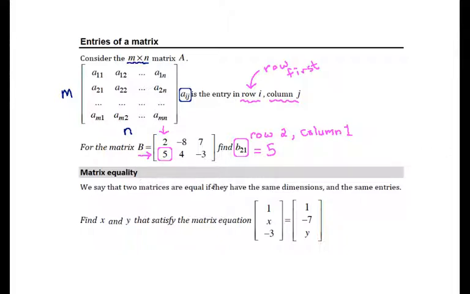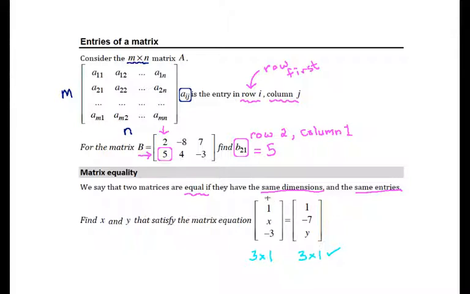We also say that two matrices are equal if they have the same dimensions and the same entries in every position. So in this example here, we'd say it's possible for these two matrices to be equal for particular values of x and y. This question really is as simple as it looks. We need to see that, first of all, these are both 3 by 1 matrices. 3 is the number of rows, 1 is the number of columns. So we've got that condition satisfied.